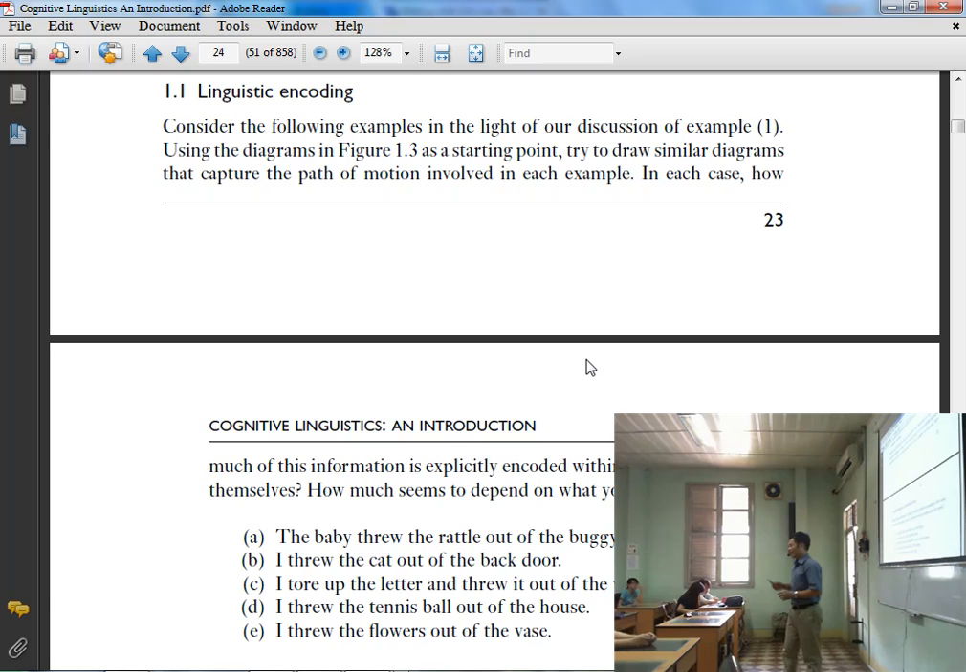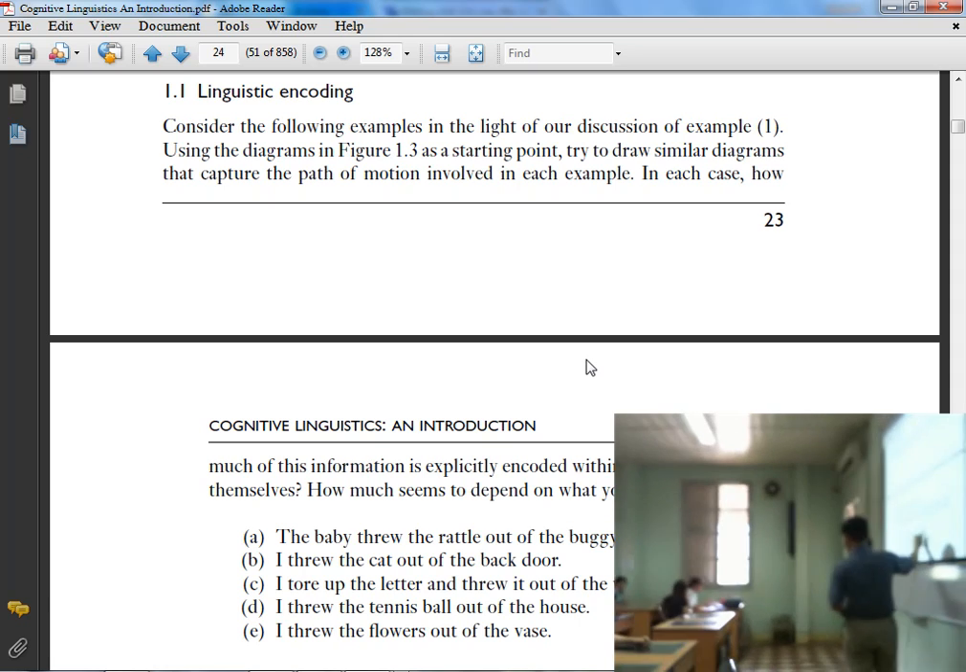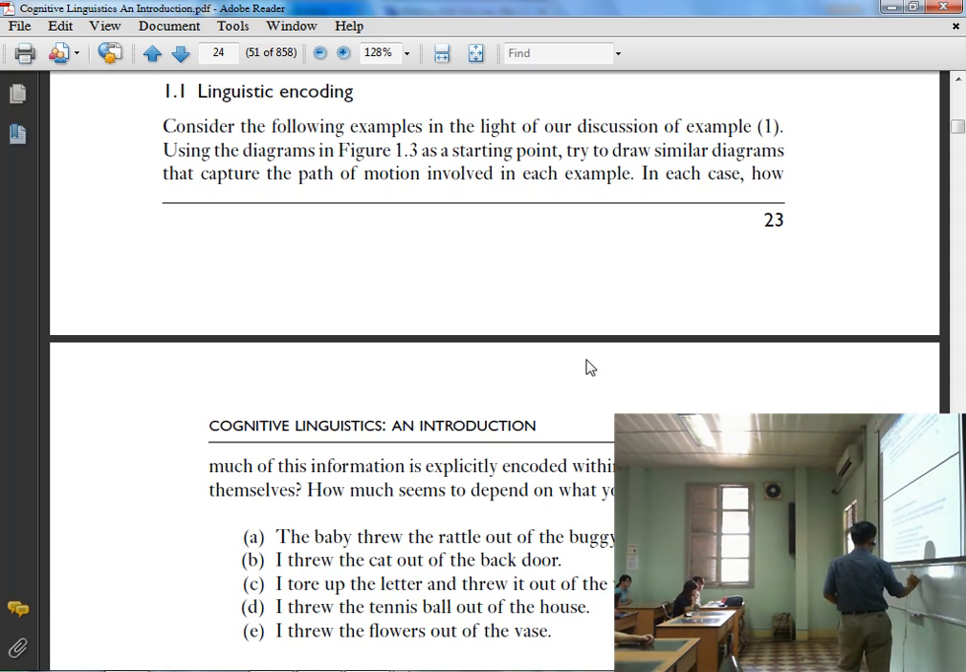Now, so open your book, and what I want you to do is to describe the differences in these examples. Throw something out of something, or explain how "out of" in each of the sentences is different from each other. Okay, let me help you. I know a lot of you have not done the reading yet. So, the baby threw the rattle out of the buggy. So this is what you have. Okay, for A, let's say.